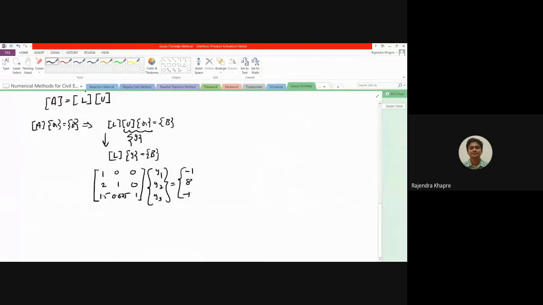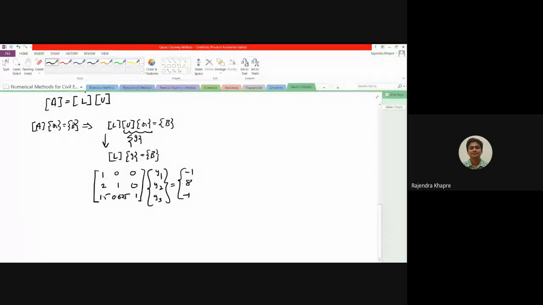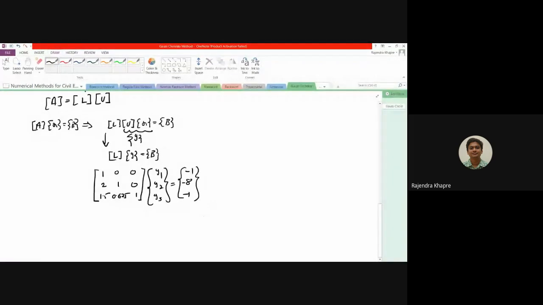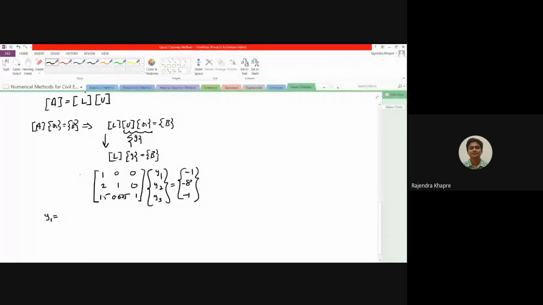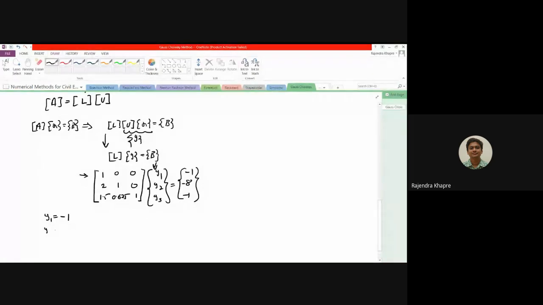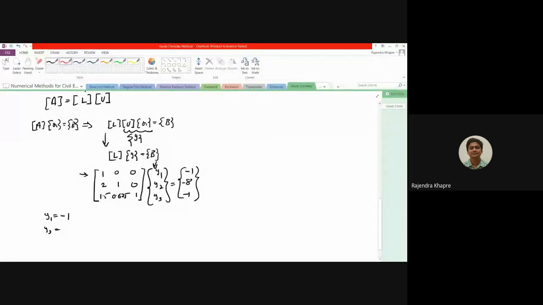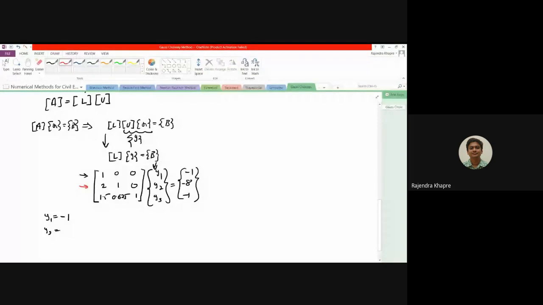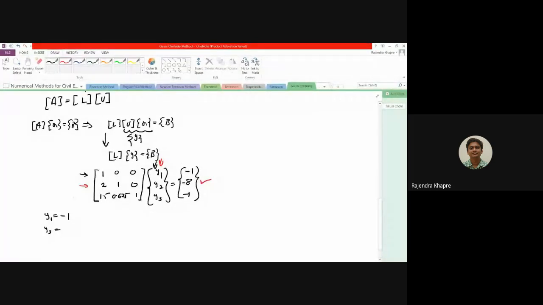-1, -8, -1, all are negative, right? Now it becomes easy for me to get the values of y1, y2 and y3. Your y1 is nothing but the product of this with this, equals -1. So straight away you are getting the value of y1 as -1. Then y2 can be calculated by taking the product of the second row with this, and it will equal -8. If you solve this, you will get the value of y2.